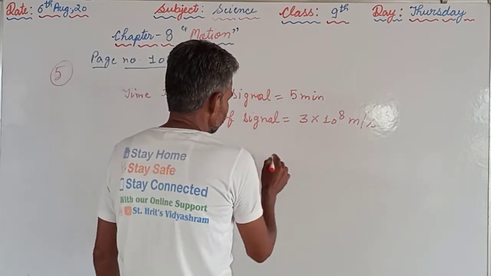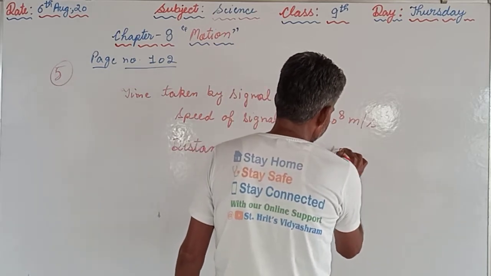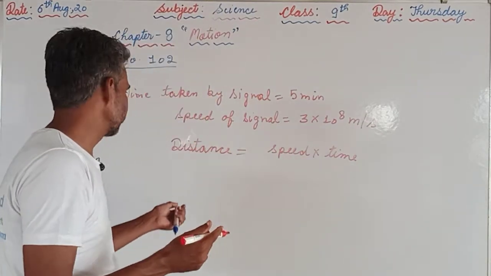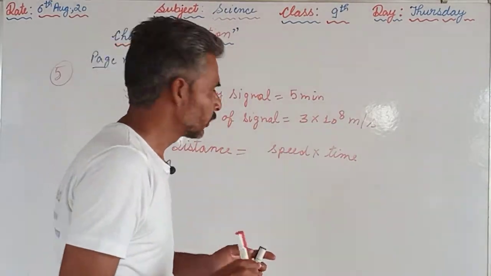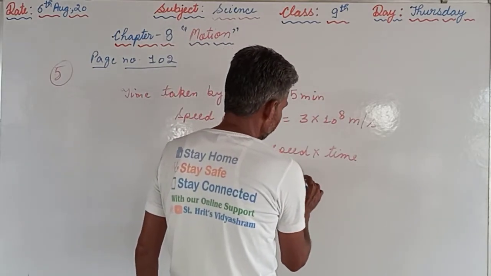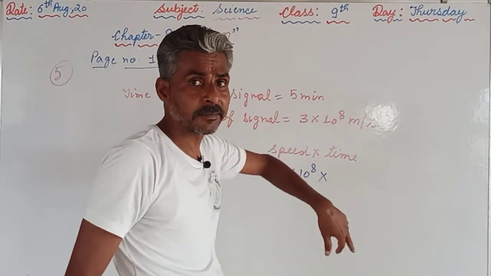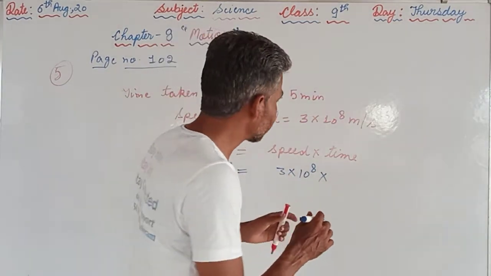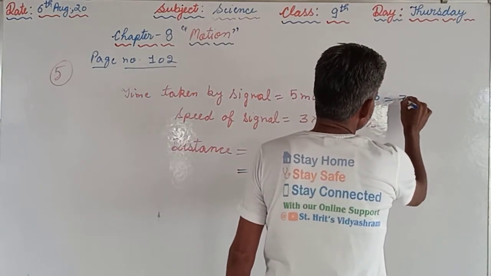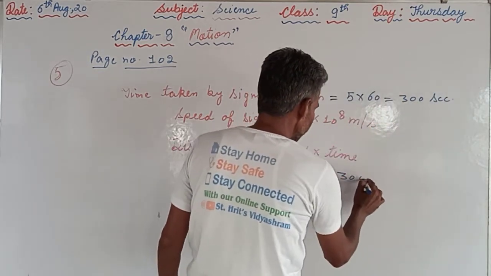will be equal to speed into time, because we know time is equal to distance upon speed. From that formula we can find distance is equal to speed into time. What is speed? 3 into 10 raised to power 8 into time. The speed is given in meter per second, but the time is given in minutes. So we will convert minutes into seconds by multiplying by 60, and that will come 300 seconds. So we will multiply by 300.